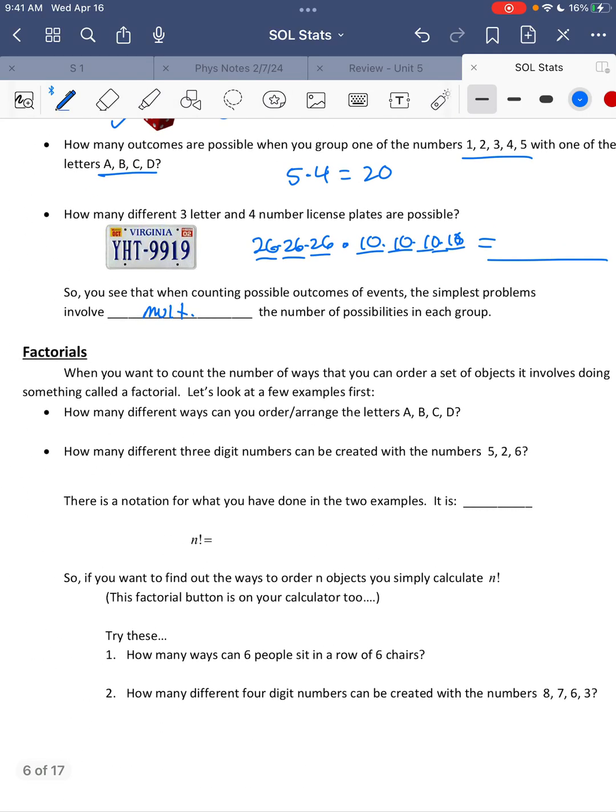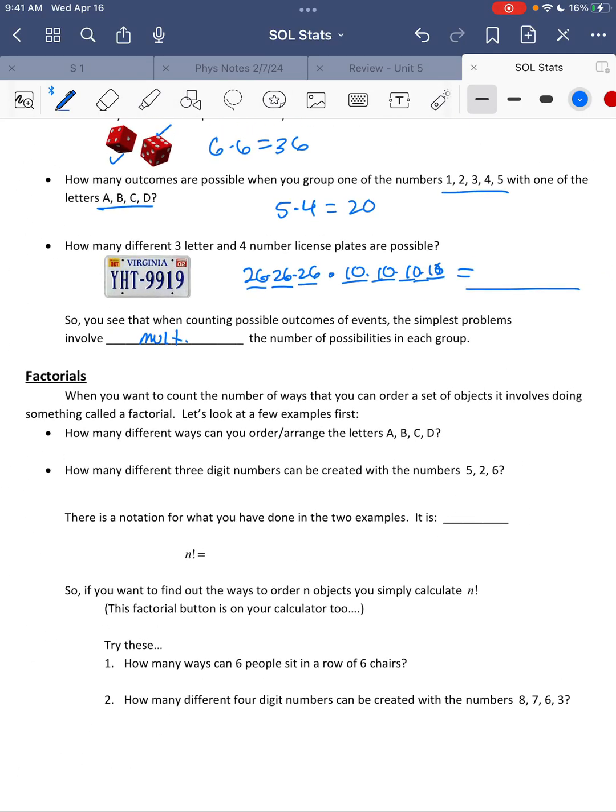Okay, so next we're going to talk about something called a factorial. A factorial is used when you're not going to repeat the use of something. Like if I was going to use the alphabet up here, but I couldn't use the same letter twice, then I would have said 26 times 25 times 24, right? Because any time that I use a letter, I don't use it again, so I only have 25 letters, then 24.